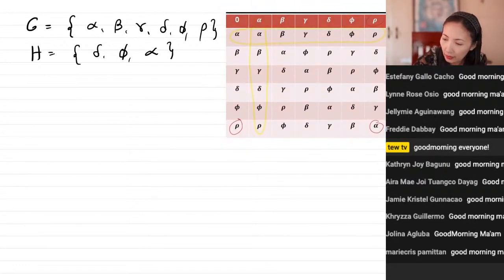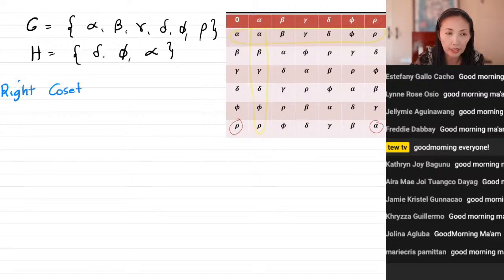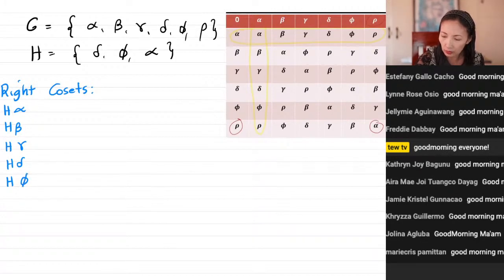Okay, so we begin with the right cosets. Right cosets. Again, by definition, HA, where A is an arbitrary element of G. So the right cosets will be H alpha, H beta, H gamma, H delta, H phi, and H rho.